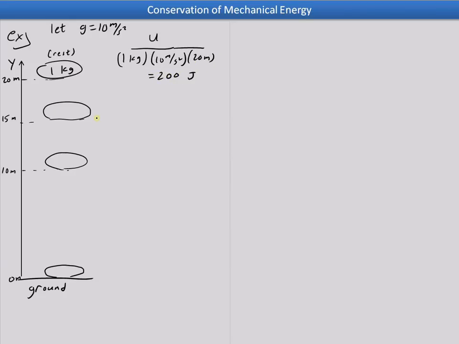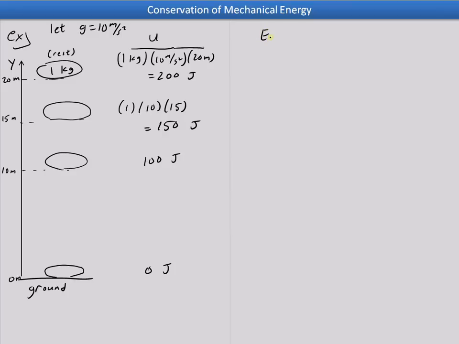At the next spot, our potential energy is equal to 1 times 10 times 15. I'm just leaving off the units to keep it a little bit cleaner. So 1 times 10 times 15 is 150 joules. And then at 10 meters, we'd have 100 joules, and at 0 meters, we'd have 0 joules. So the pattern, of course, is that we have a decreasing potential energy.